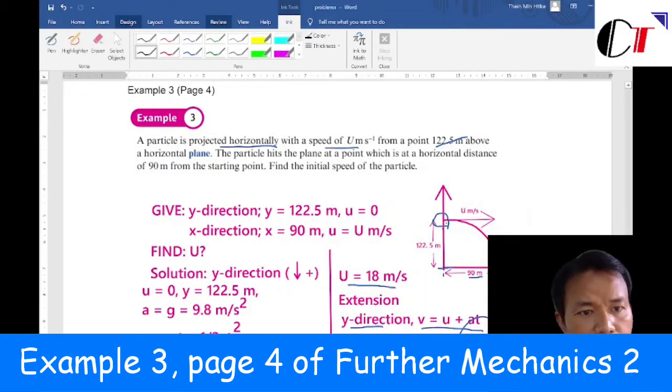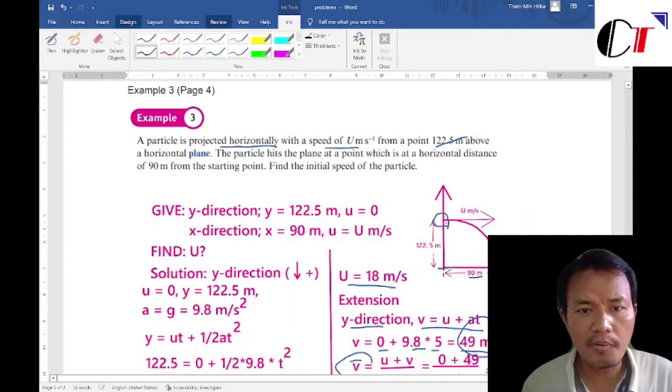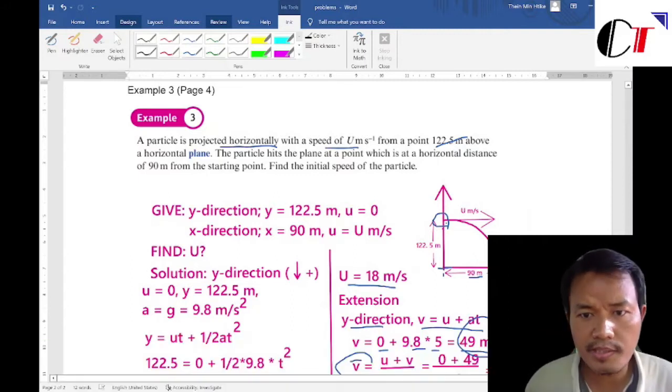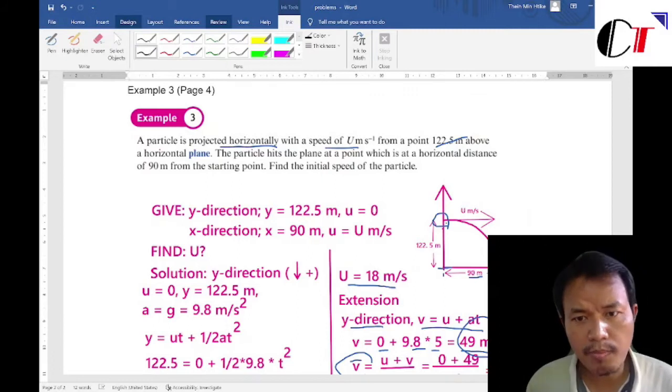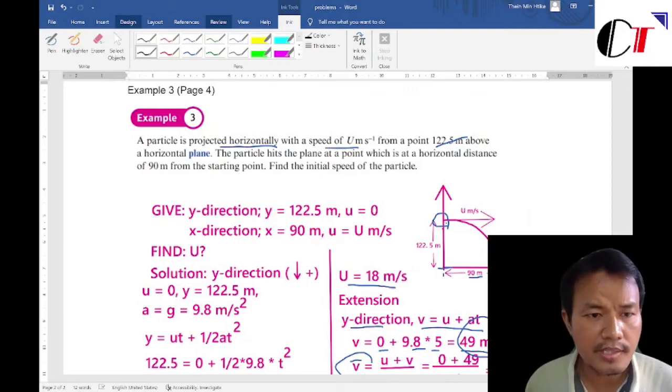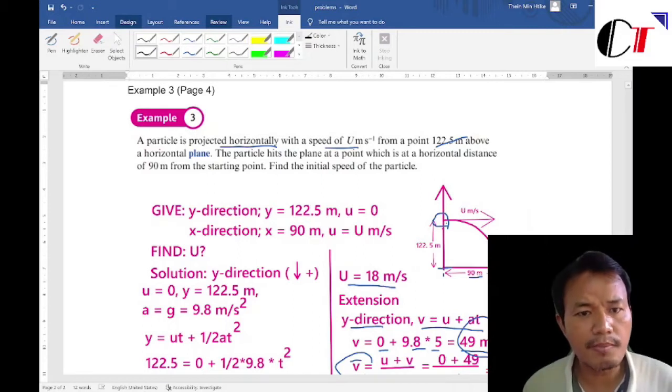If you read the problem, a particle is projected horizontally with a speed of u meter per second from a point 122.5 meter above the horizontal plane. The particle hits the plane at a point which is a horizontal distance of 90 meter from the starting point, and we must find the initial speed of the particle.